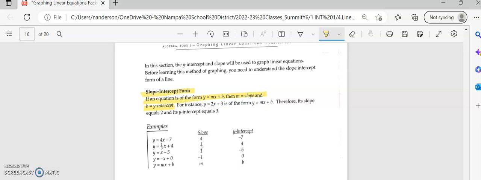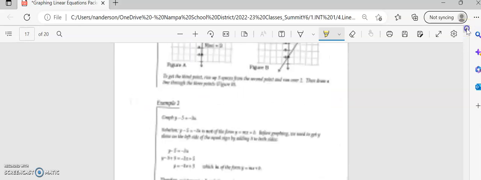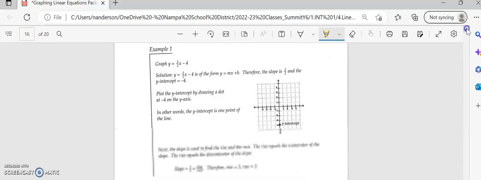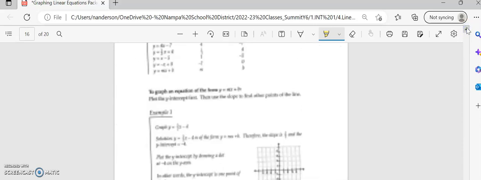So we've got this example here, y equals 2x plus 3. m, the slope, is 2 and the y-intercept is 3. Here's a whole bunch of examples listed. To graph, what we first do, and I went a little bit too far, to graph on page 16, we first plot the y-intercept, and then we use the slope to get more points on the line.